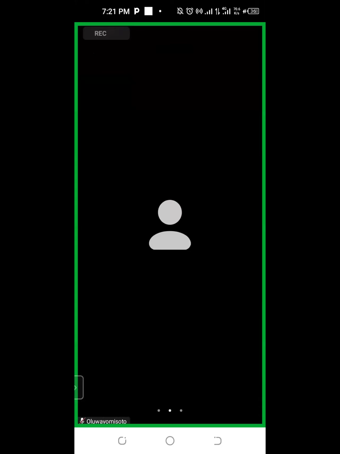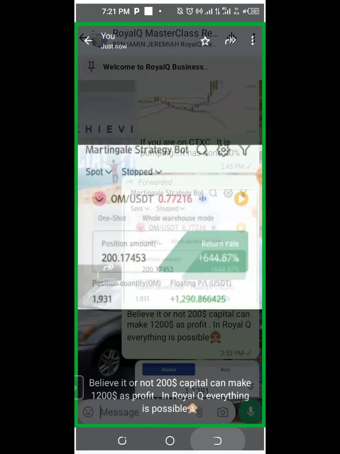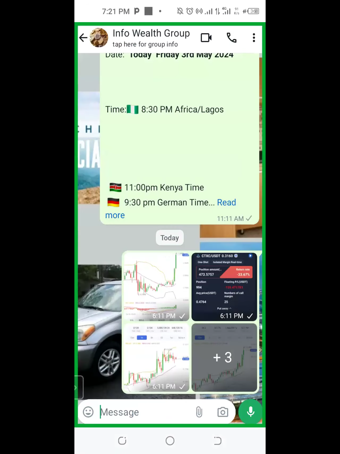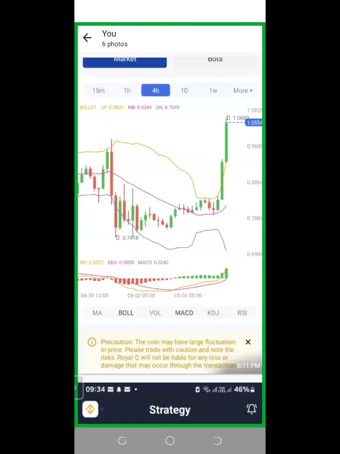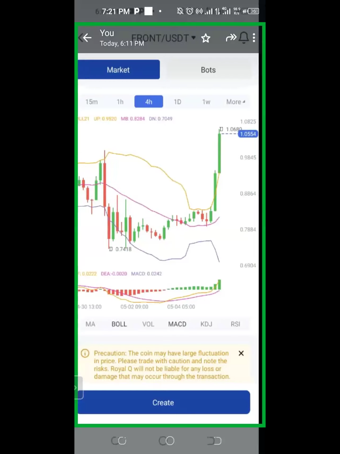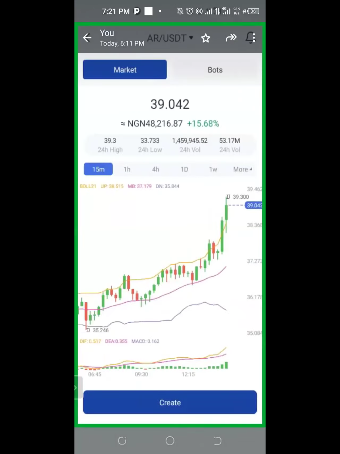So how can we identify these on our RoyalQ? I don't want to use trading so that it will be easy for you to learn it. What coin is this? Okay, I have already screenshot some trades I identified.